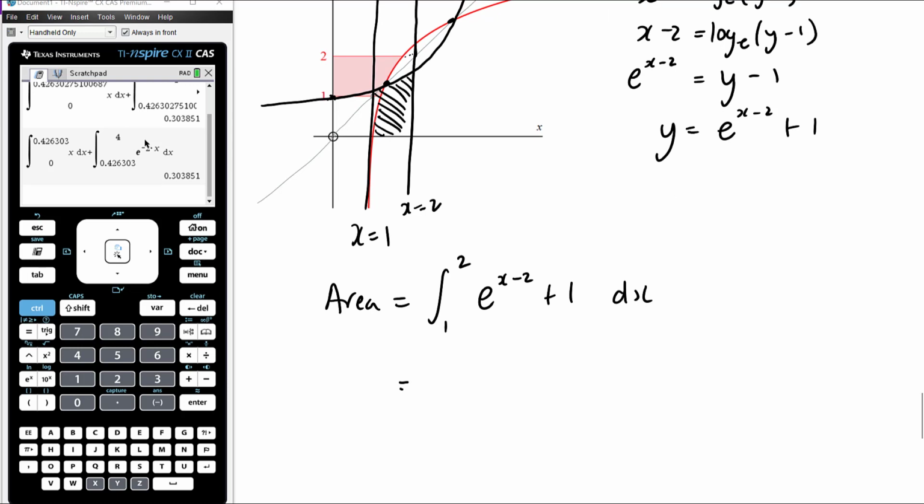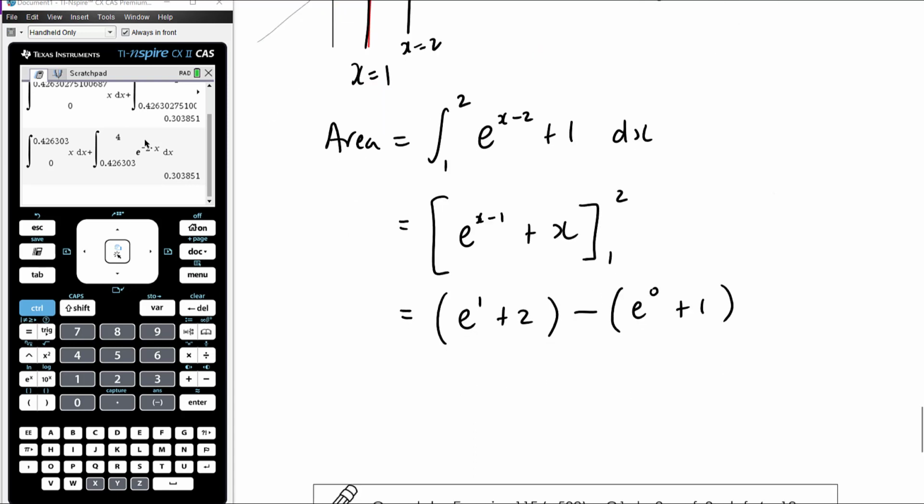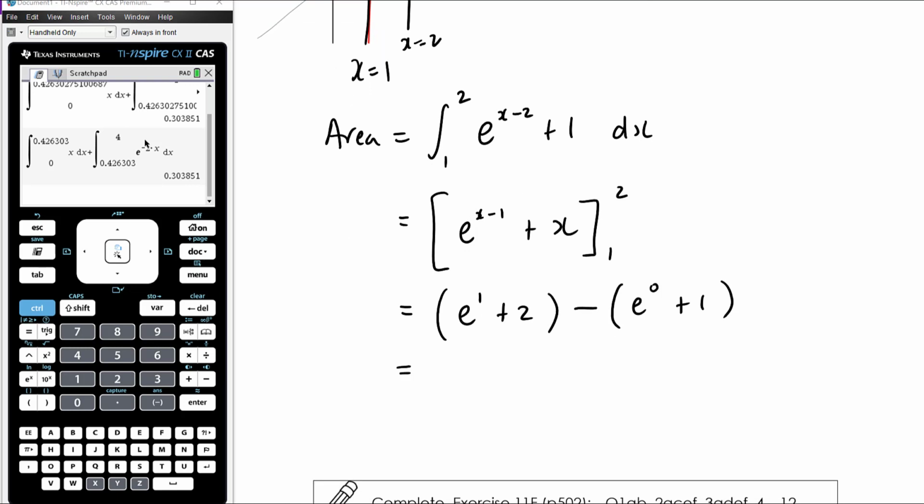Okay, and so we can work that out. The integral of e to the x minus 2 is just e to the x minus 2 because the a value is 1, and then the integral of 1 is x, and subbing in 1 and 2. So we get e to the 2 minus 1, which is 1, plus 2. Subtract, we get e to the 0 plus 1. Okay, so this is e plus 2, take away. Now e to the 0 is 1, so this bracket's 1 plus 1, and so therefore that's take away 2. And so we get e square units. It's an area.